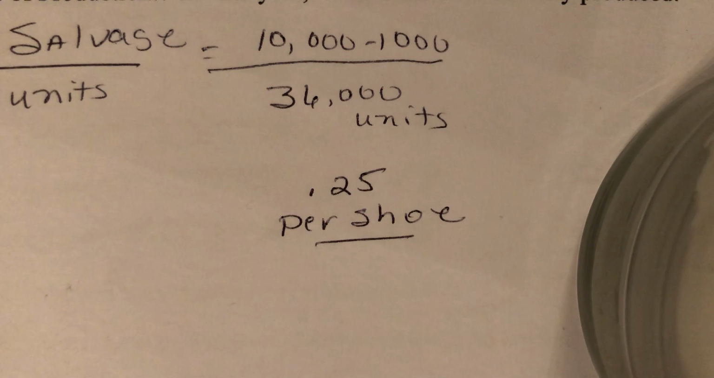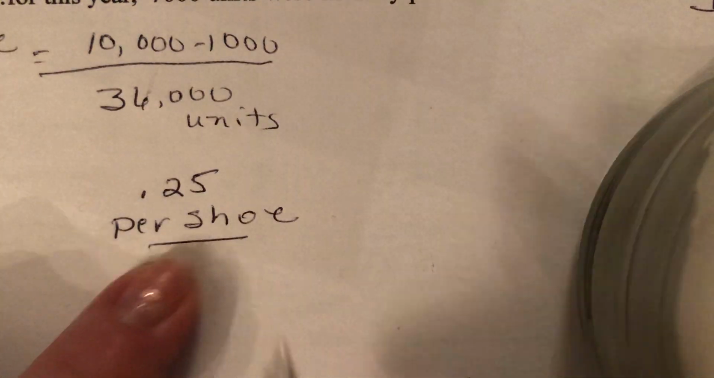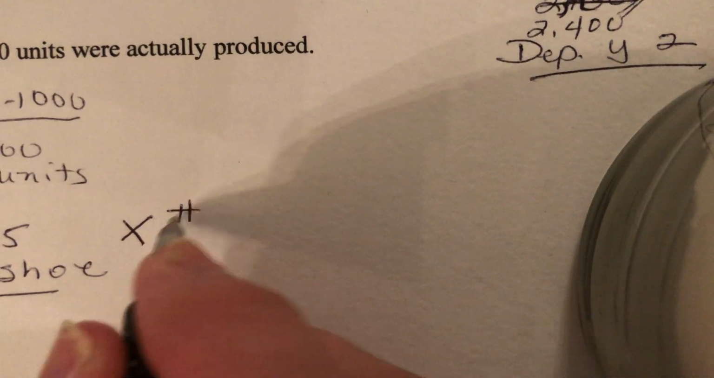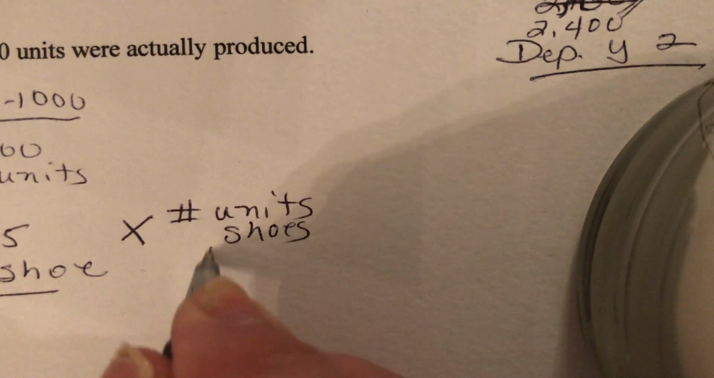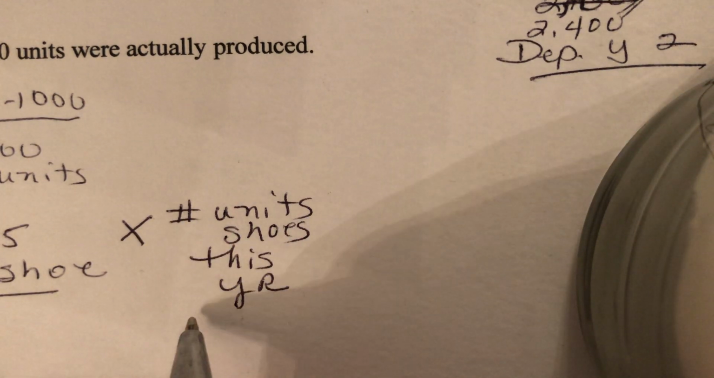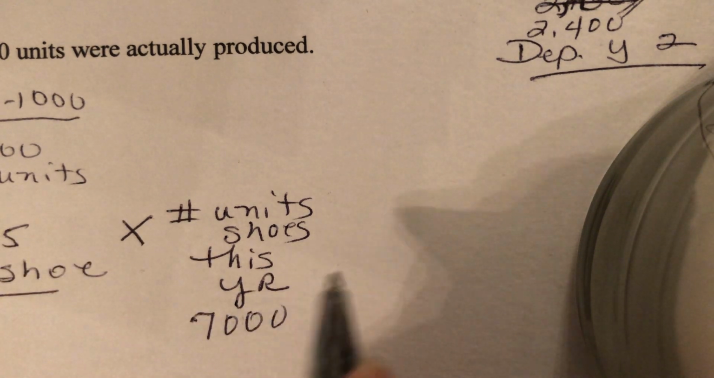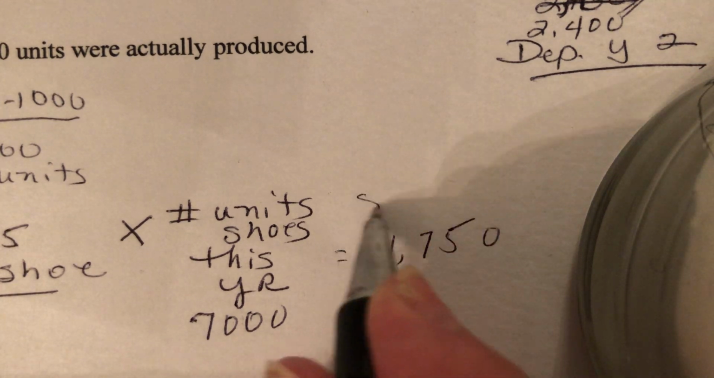Okay, now that's how much for one shoe that we're going to depreciate. But we made 7,000 shoes. So you want to come back and you want to multiply times the number of units, in this case shoes, this year. Okay, and so this would be 7,000. So 25 cents times 7,000 means that your depreciation amount is $1,750.